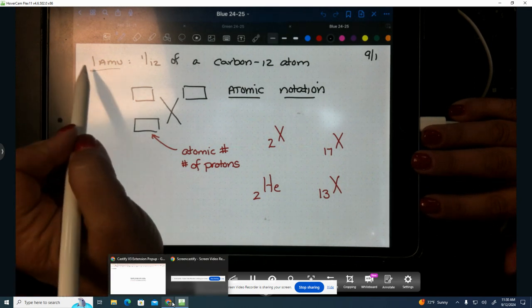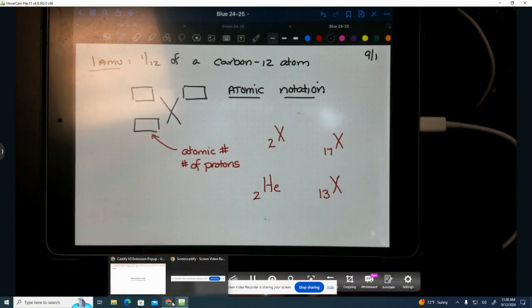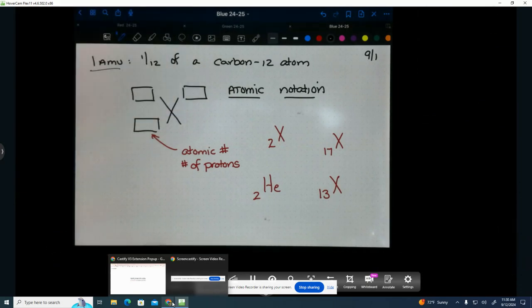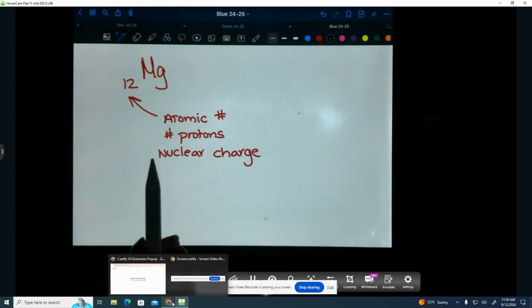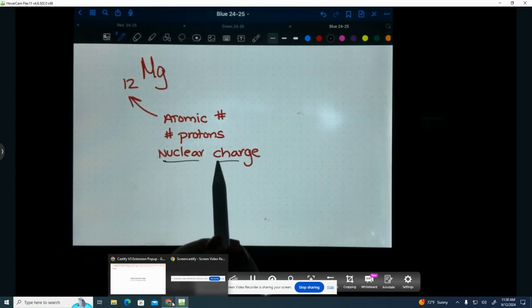We talked about an atomic mass unit being 1/12 the mass of a carbon-12. We talked about this bottom left number being what we call the atomic number. We get the atomic number from the periodic table. It's in the lower left-hand corner. That's where we write it. You could either be given the atomic number or you could be given the symbol, and you'll be able to figure out which one is missing.